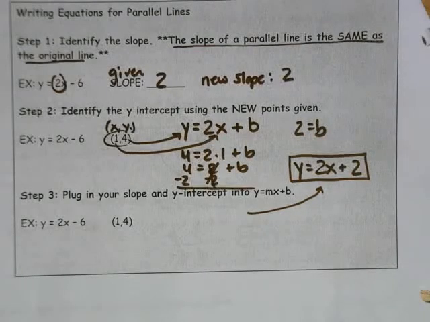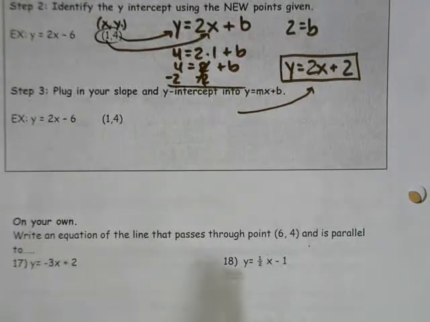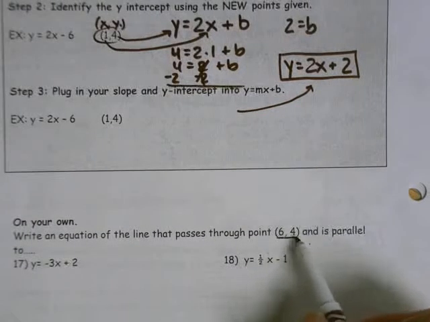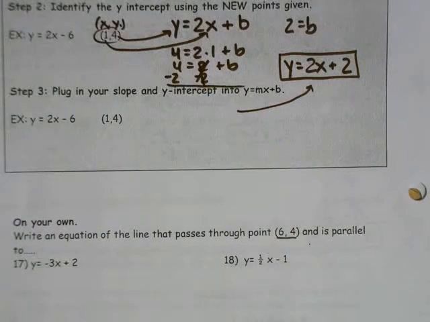So you're going to do that same set of steps in these 2 problems down here on your own in 17 and 18. Find out what is the slope they give you, and that slope is going to be exactly the same to make a parallel line. You just have to figure out the b by plugging in the x and the y for the ordered pair that they give you. And in this case, it's the same ordered pair. They both go through 6, 4.